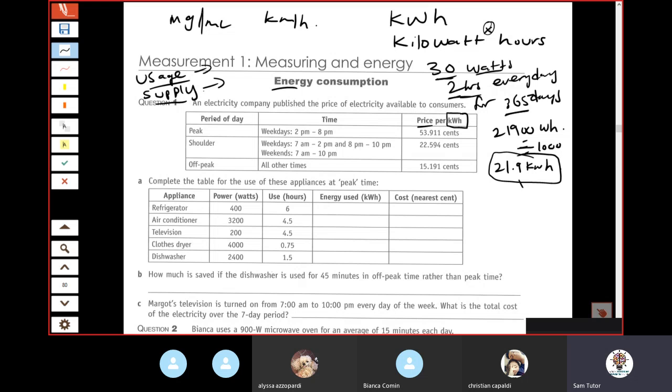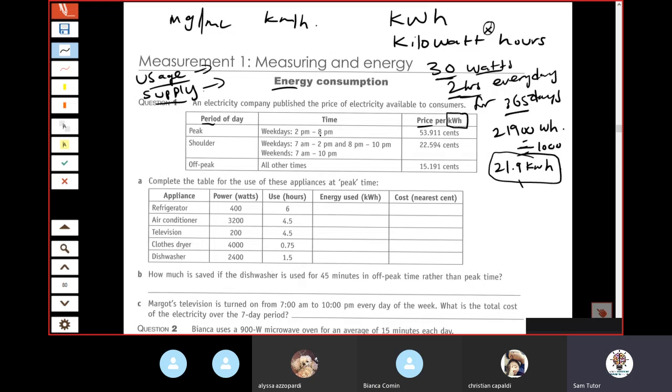An electricity company published the price of electricity available to consumers. Usually it does work like this. It depends on the period of day that you're using it. If you're using on the on-peak hours, so when it's the busiest time, i.e. weekdays from 2 p.m. to 8 p.m., because you've come after school, your parents are coming from work, etc. It is the highest amount of usage, so therefore it's the highest rate that you get charged.